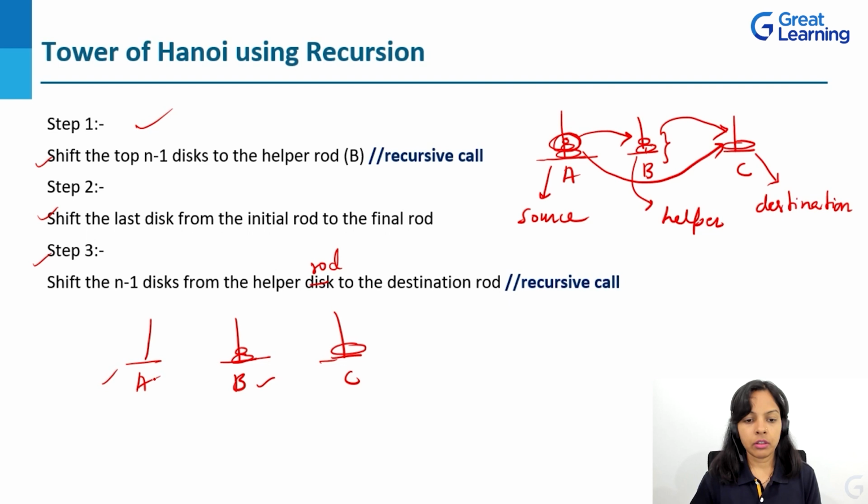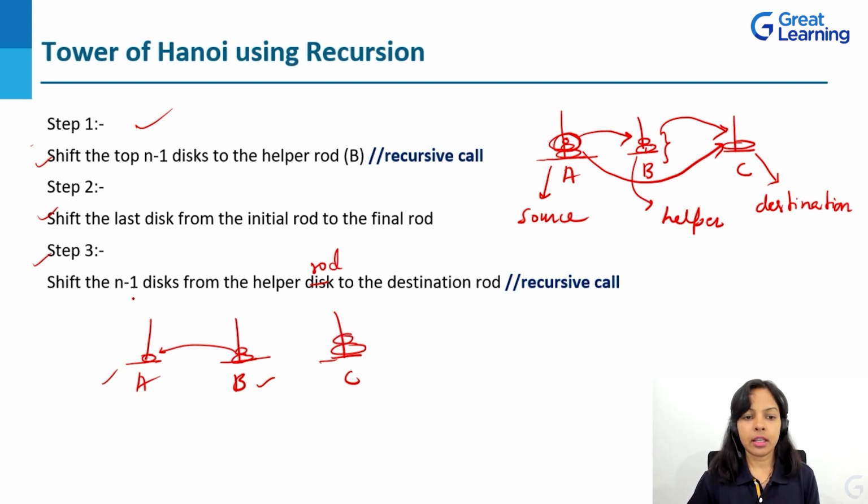So you have to shift these 2 disks from rod B to rod C with the help of rod A. This is a recursive call, meaning you have to again call the first step and second step for these 2 disks now. That is, you have to shift the top n minus 1 disks to the helper rod. So this is 2 disks here, n minus 1 will be 1 disk, 2 minus 1 is 1. So the top 1, that is the first disk here, will be shifted to the helper rod. At this point of time, the helper rod is rod A. And the second step says shift the last disk from the initial rod to the final rod. The last disk here is this one, right? This is the initial rod and this is the final rod. So this will be shifted from B to C.